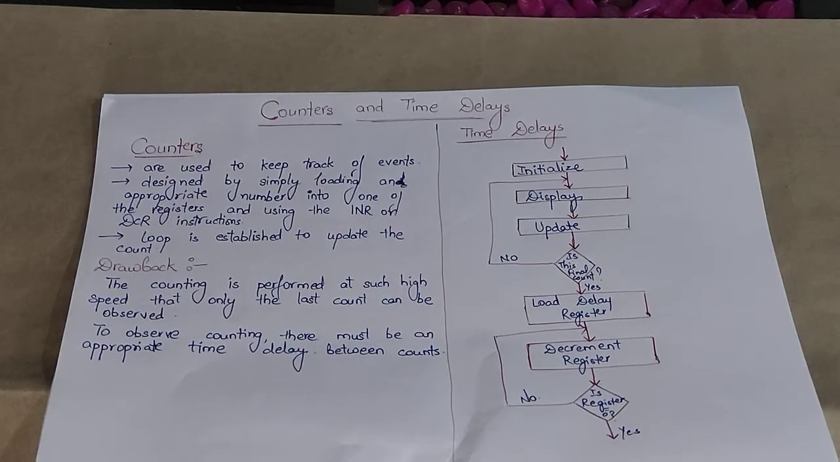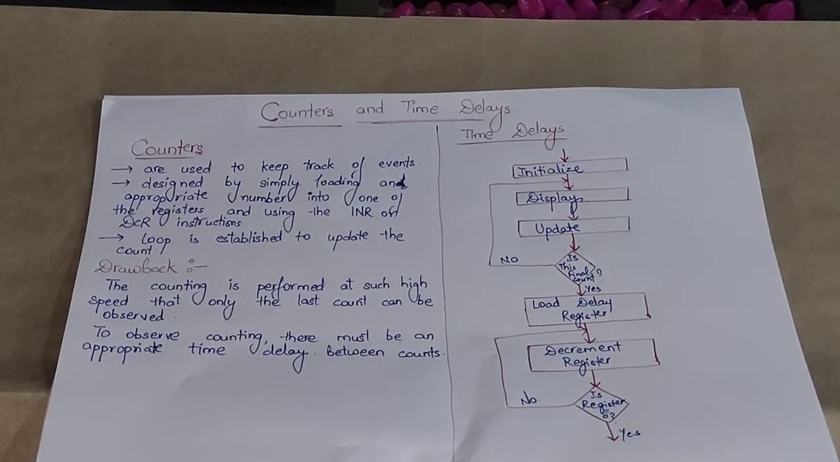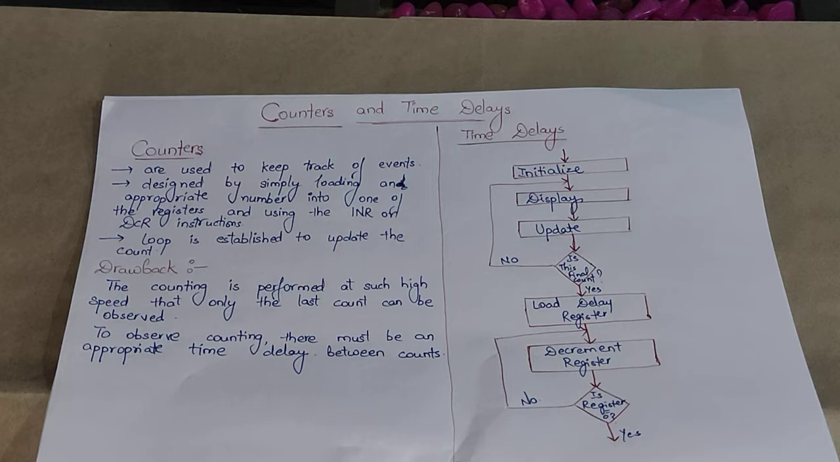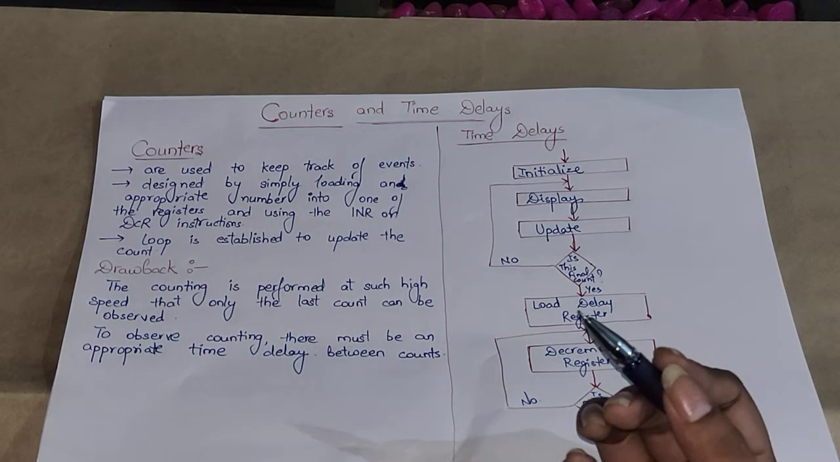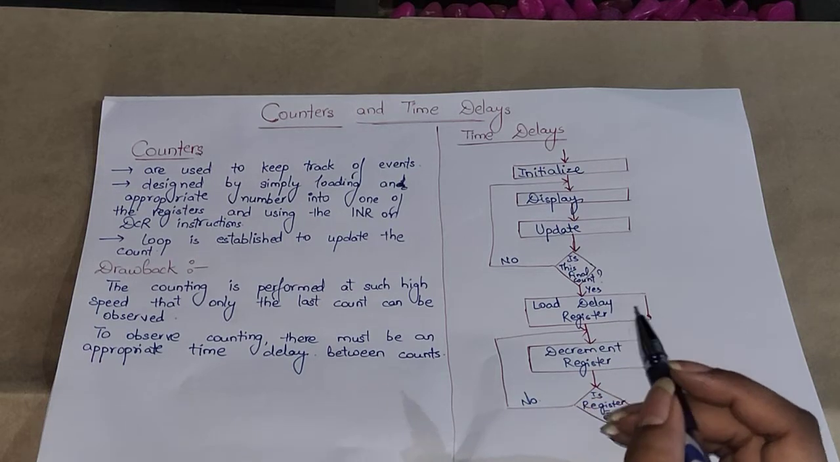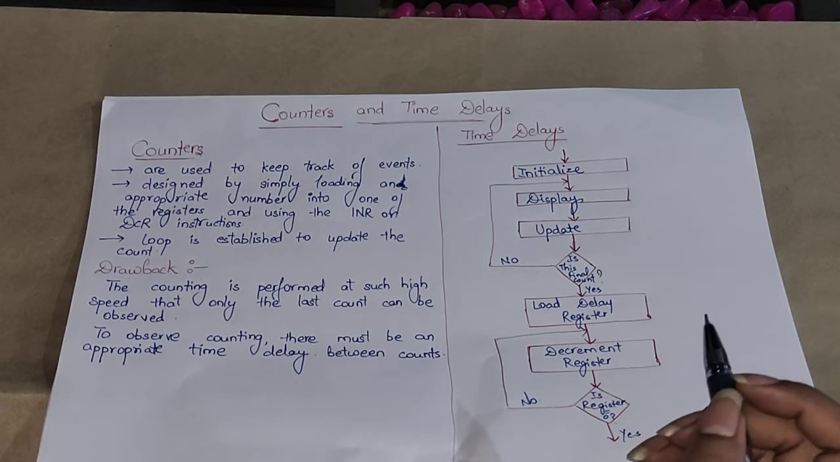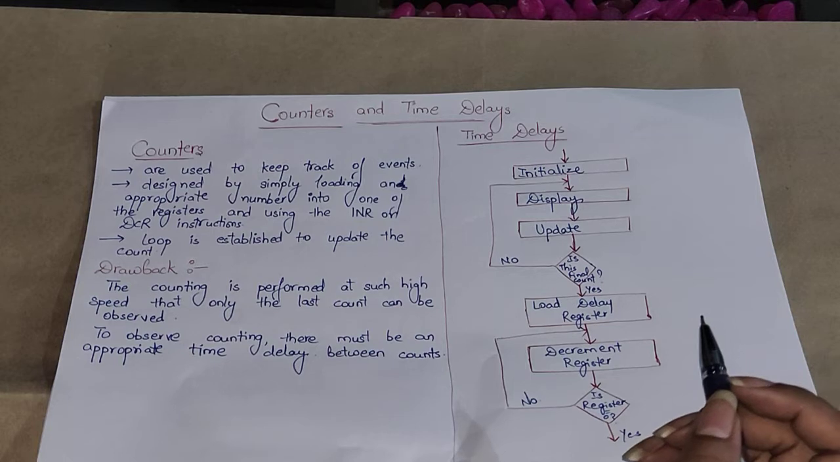Hello everyone. Our topic for today is counters and time delays. In our last lectures, we studied looping. Looping means to repeat certain instructions, a repetition of a task. Then, what is a counter? A counter means how many times to repeat that task. Counters are used to keep track of the events in loops.